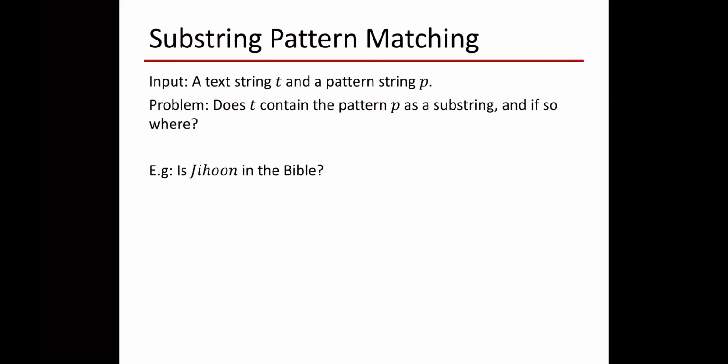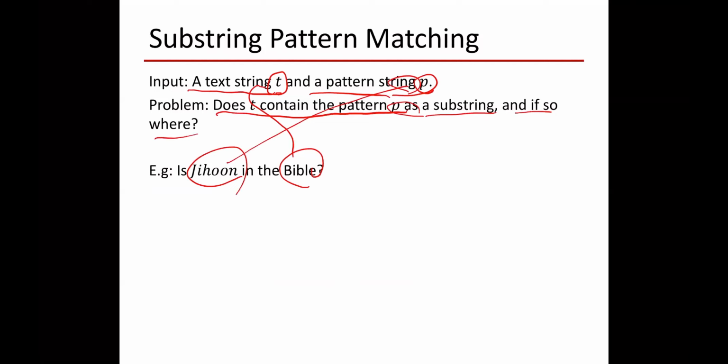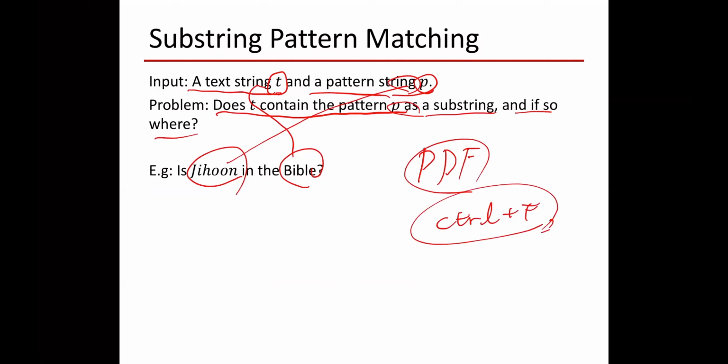So let's look at substring pattern matching. Let's say a text string T and a pattern P. Let's say my text is a Bible, my pattern is my first name. So does T contain the pattern P as a substring? If so, where? We are always doing this in the PDF search function, and by doing this, I can find it quickly. Then how can you find so quickly in a PDF version and so quickly in a Windows doc? How can they find so quickly?